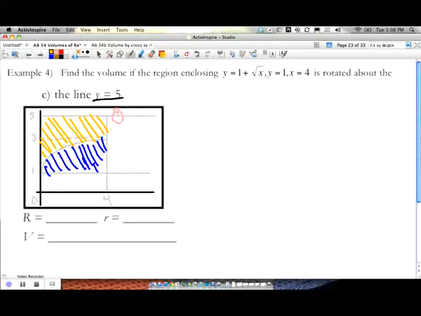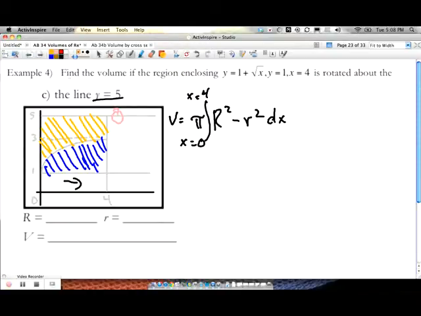So if we're trying to calculate that empty space, again we need to follow the pattern where we have big R squared minus little r squared. How do I know that I have boundaries in terms of x and functions in terms of x and dx? Because I have a horizontal axis of rotation, so it means I'm going to have vertical disks and travel in the x direction. I'm traveling from left to right here. So I start out at x equals 0 and I go up to x equals 4.